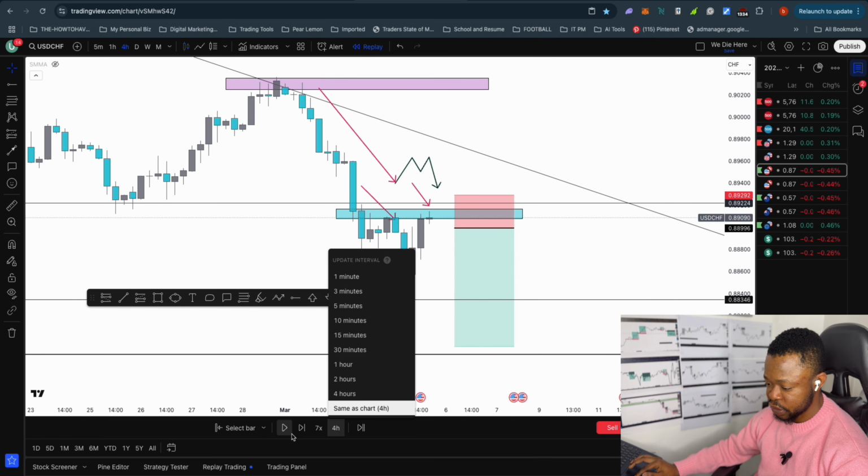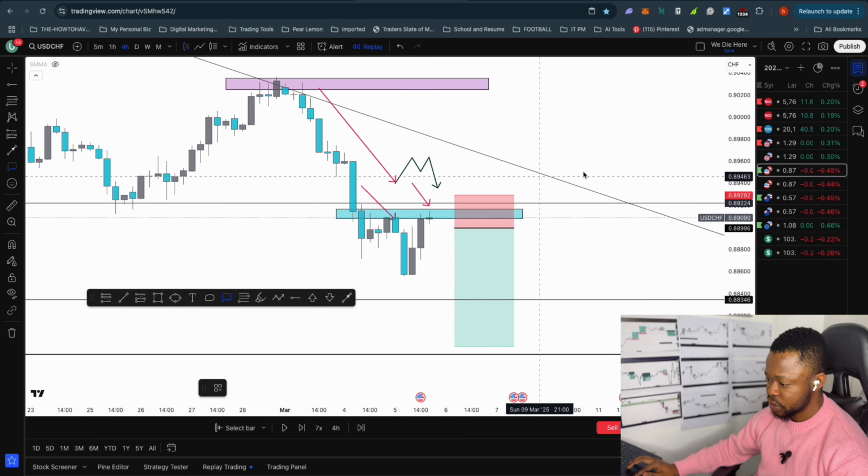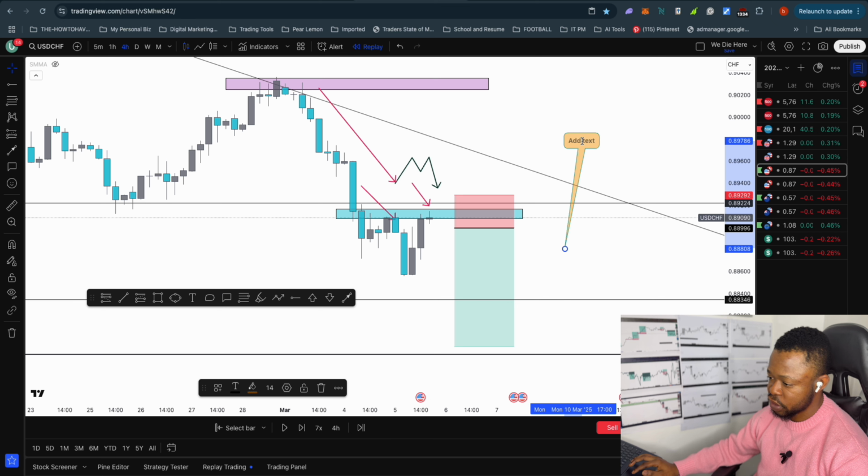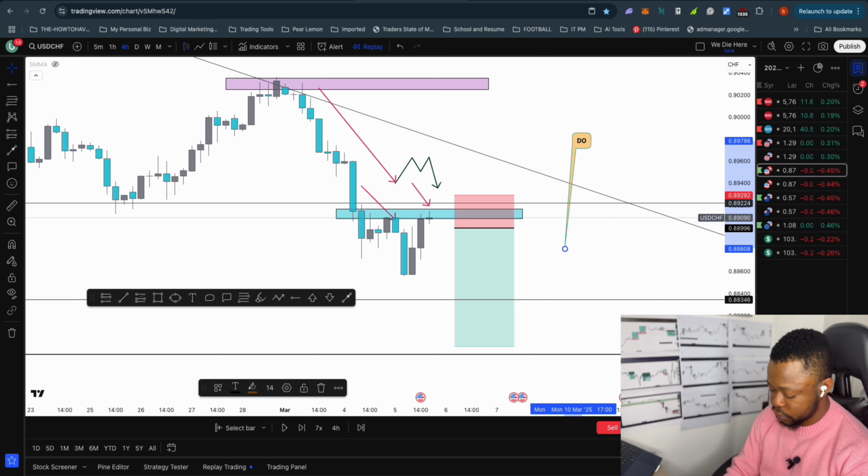Let me highlight some of the things that made me take this trade. One, we're in a downtrend. The trend is your friend. Remember, guys, the trend is always your friend. So we're in a downtrend. That's first confluence. Secondly, we have a supply zone.